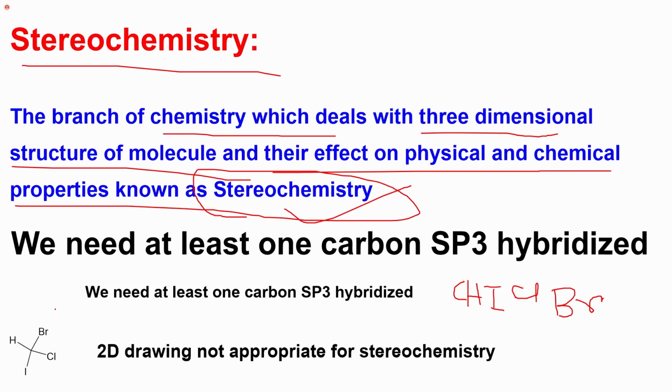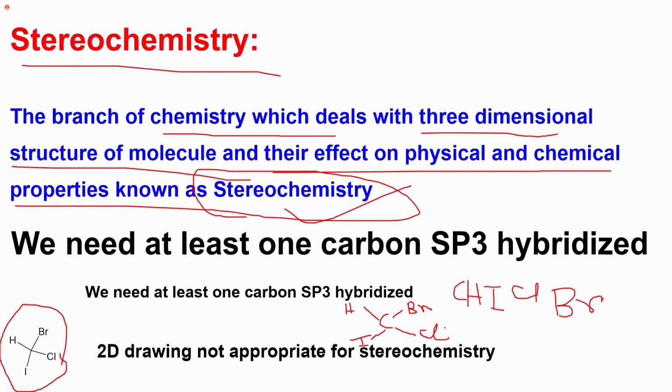Here I have drawn it in ChemDraw. If you draw it this way, suppose C, hydrogen, then here iodine, here bromine, here chlorine. This is the sp3 hybridized CHIClBr. Now, this is a 2D drawing, so it is not appropriate for stereochemistry.